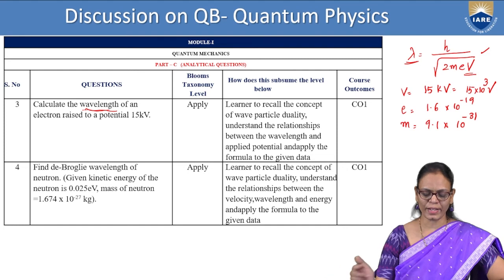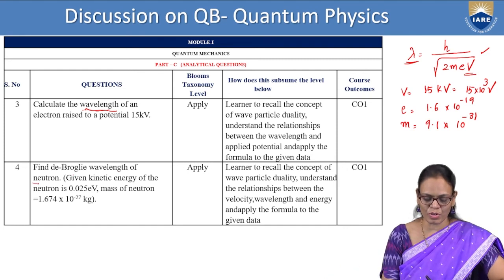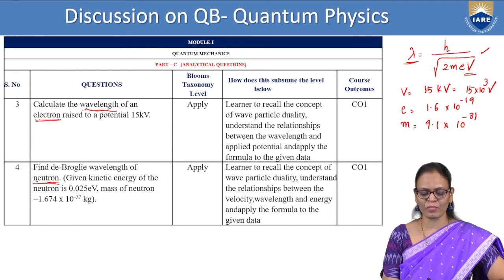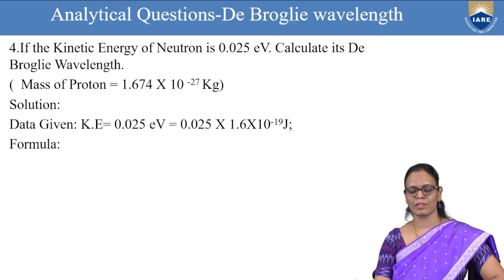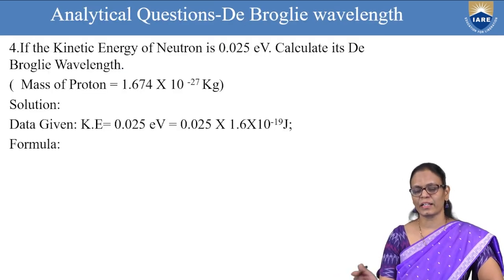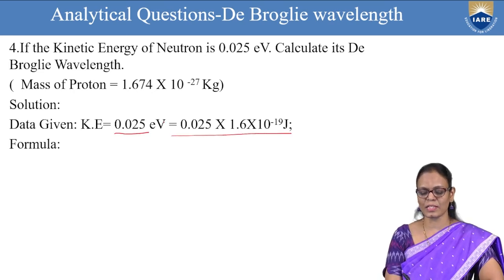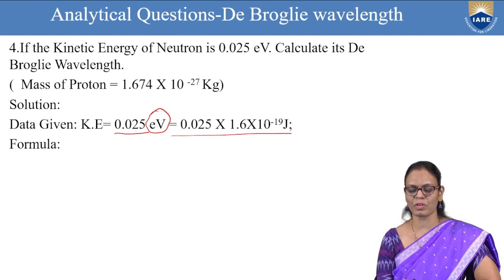Next one, find the de Broglie wavelength of neutron. You also have to read the question carefully and understand that till now we have been finding for electron. Now we have to find for neutron, given the kinetic energy and the mass of the neutron. So how are we going to do it? First write the data given. Kinetic energy is given. We are converting it into joules because it's given in electron volt. You need to know the conversion from electron volts to joules.